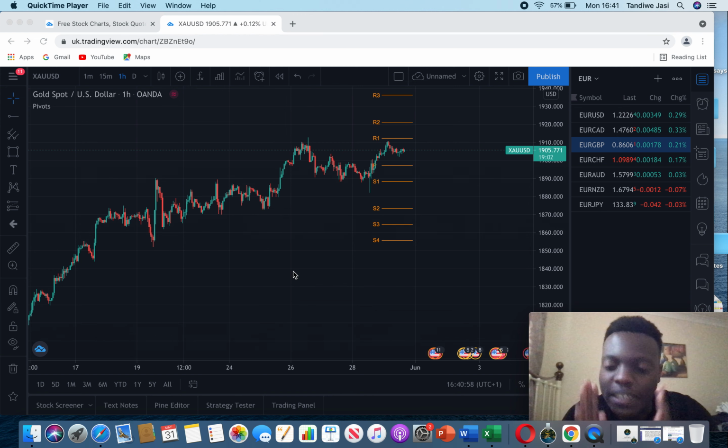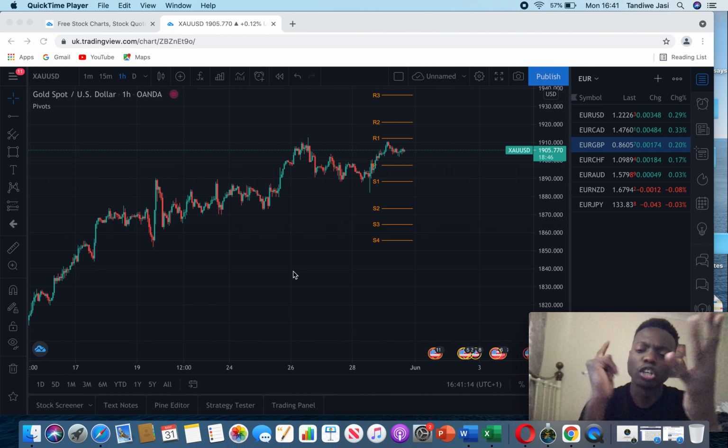The design of the V, guys. It's very, very important. This is one of the key confirmations that I use every single time. Every single time I need to see this confirmation before I even execute a trade. It's very, very crucial.